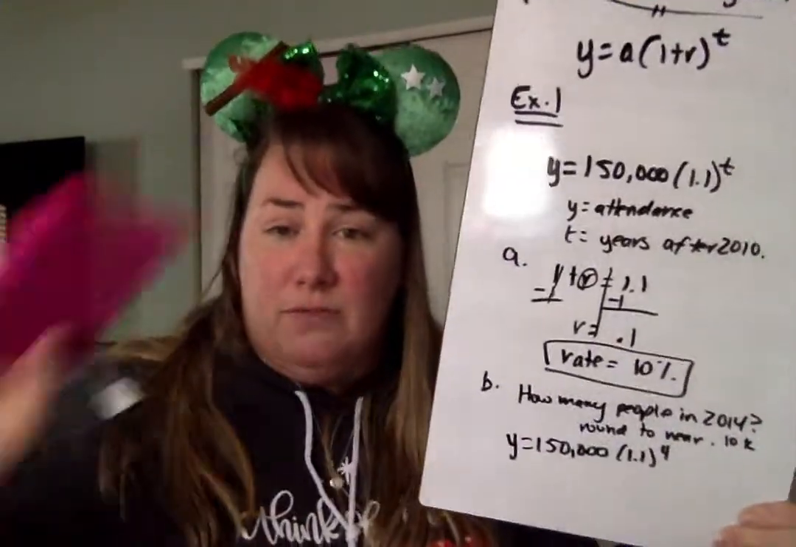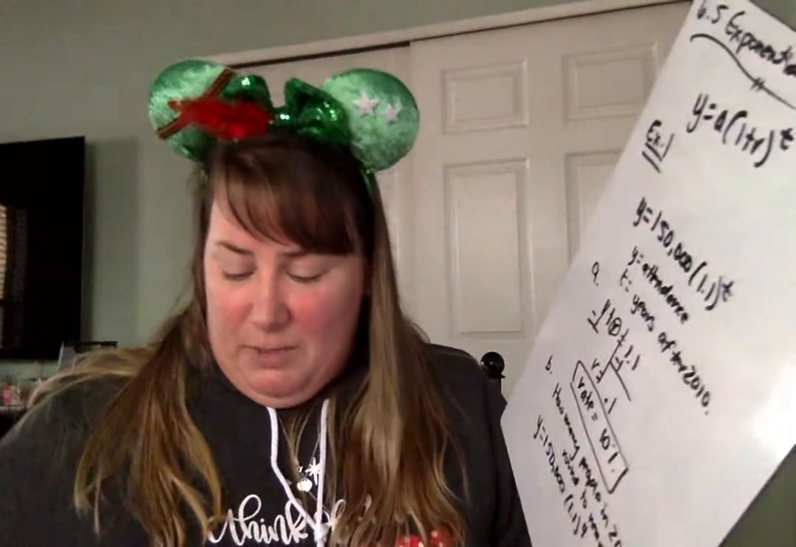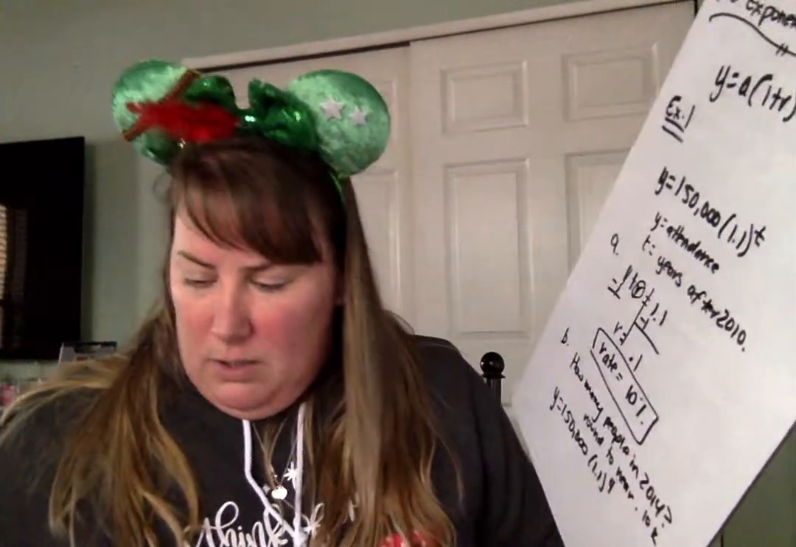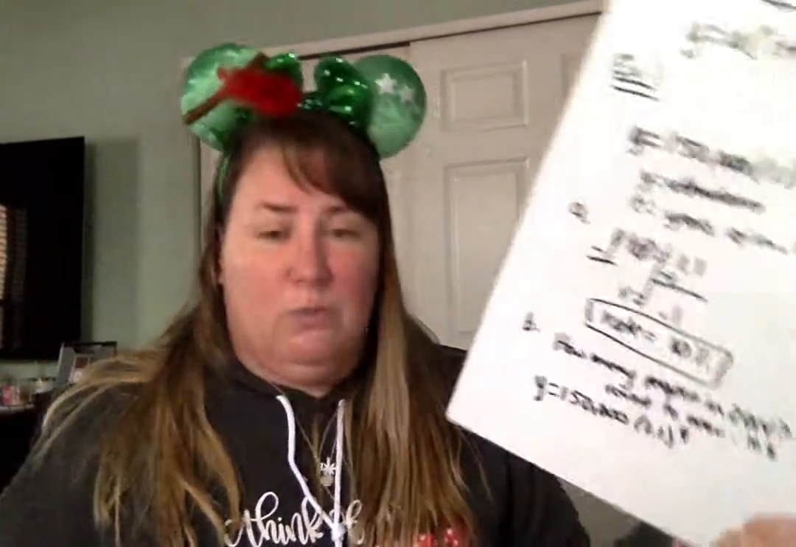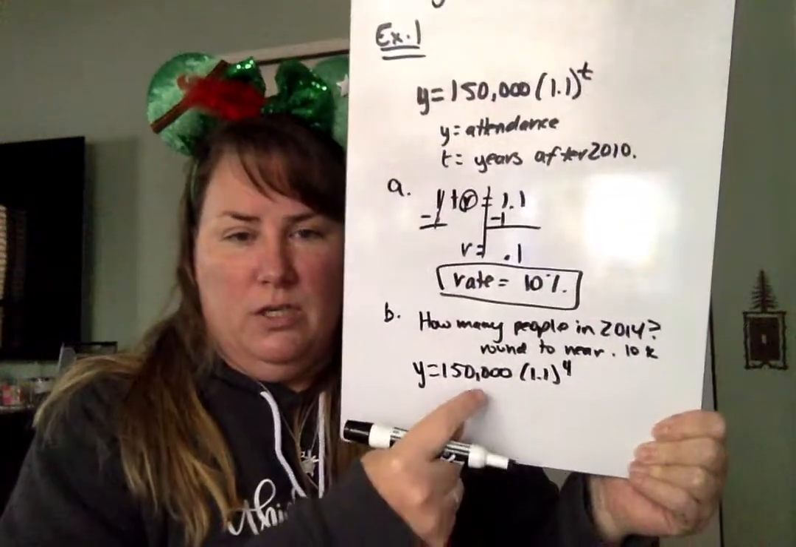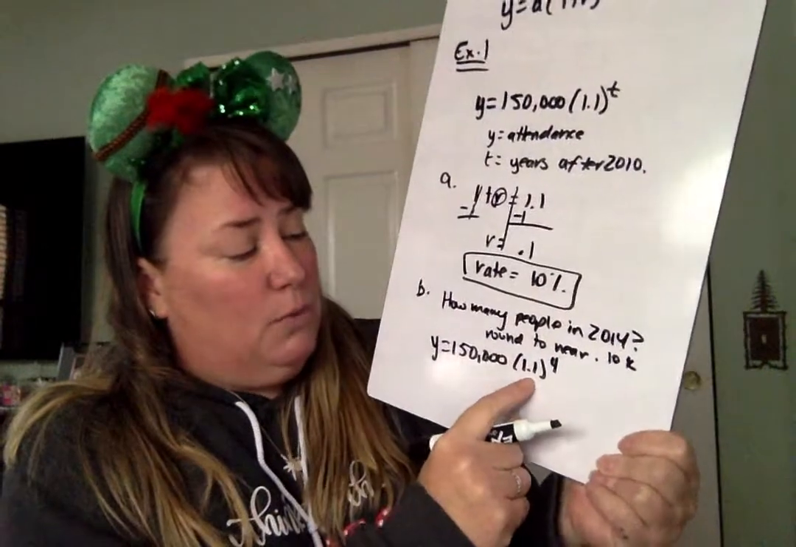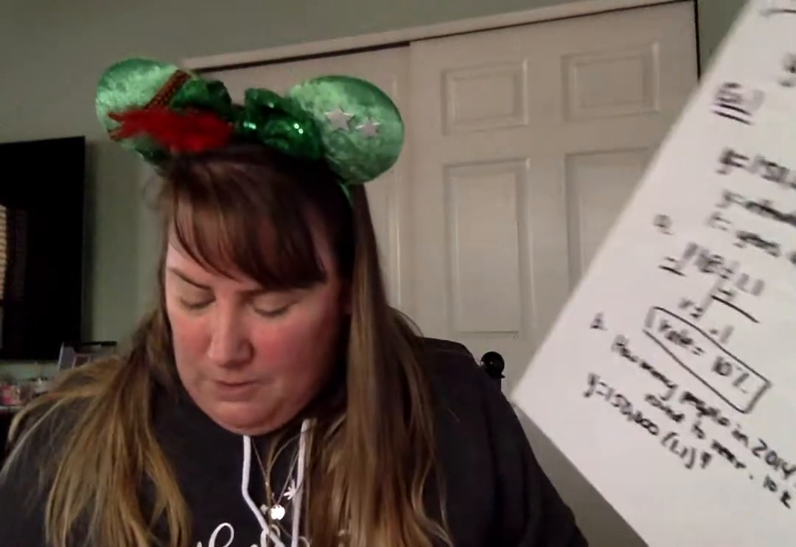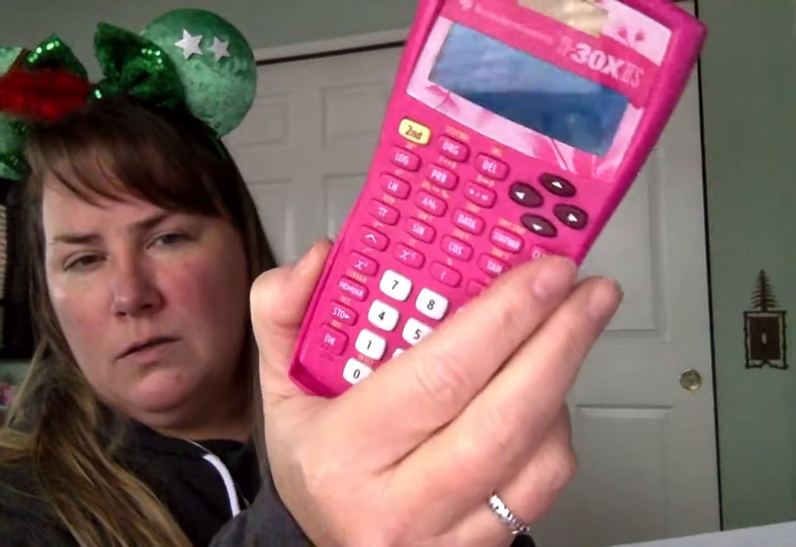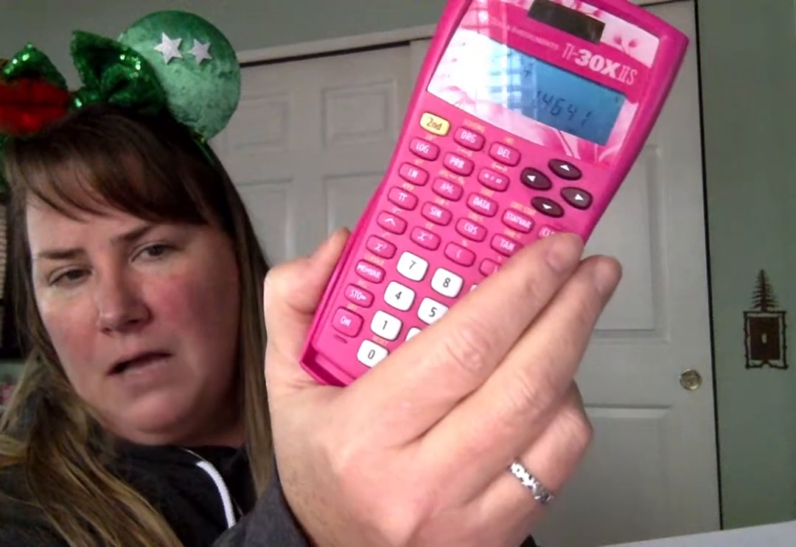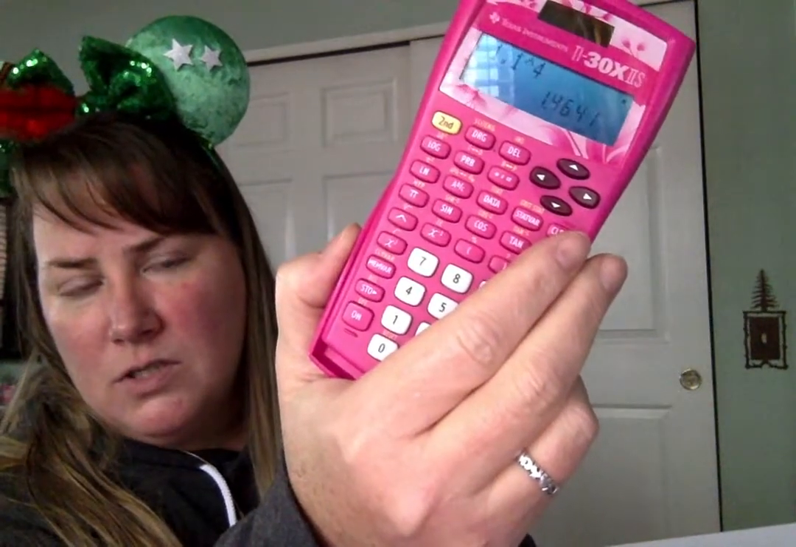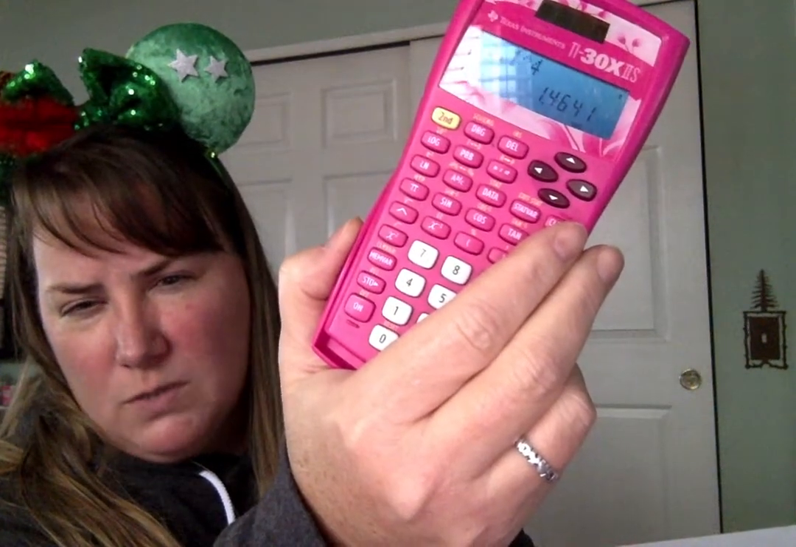You need to have your calculator. I forgot to tell you that in the very beginning. So we're rounding to the nearest 10,000. You've got to remember your order of operations. Do not multiply this first. No. You got to take 1.1 and raise that to the 4th power first. So 1.1 to the 4th. Oh, there we go. So 1.4641 is what it looks like.